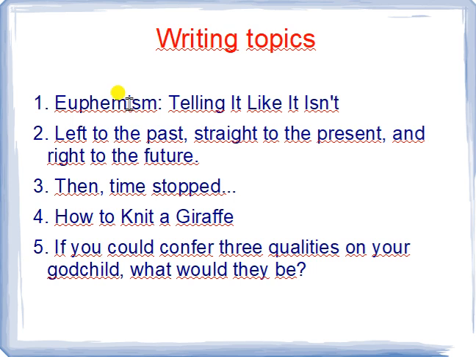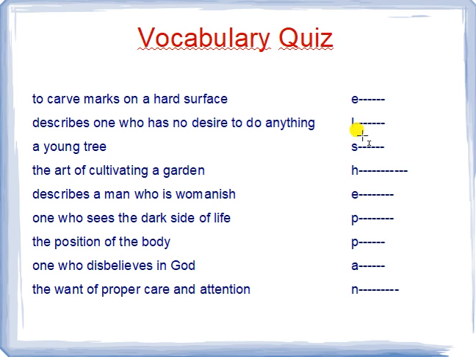One more time. Euphemism, telling it like it isn't. Left to the past, straight to the present, and right to the future. Then time stopped. How to knit a giraffe. 3 qualities for your godchild, or the picture. See if you can create an interesting piece of writing. Quick little vocab quiz.